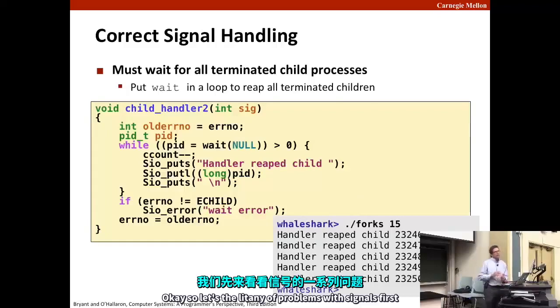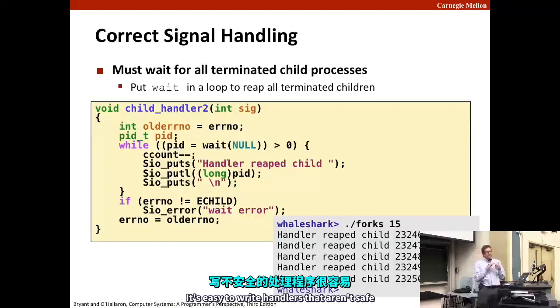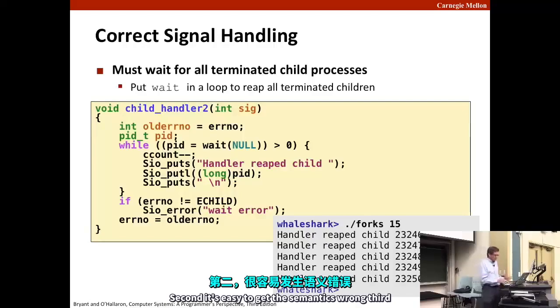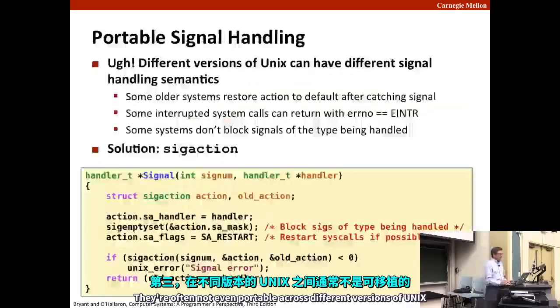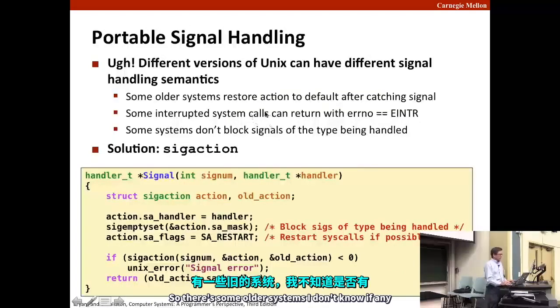Okay, so the litany of problems with signals. First, it's easy to write handlers that aren't safe. Second, it's easy to get the semantics wrong. Third, they're often not even portable across different versions of Unix. So there are some older systems, I don't know if any are still around.